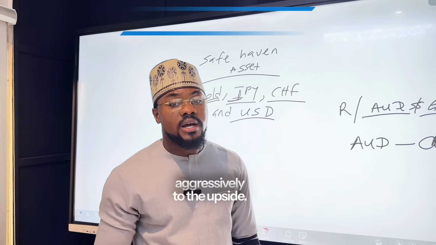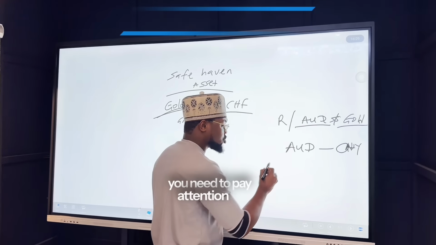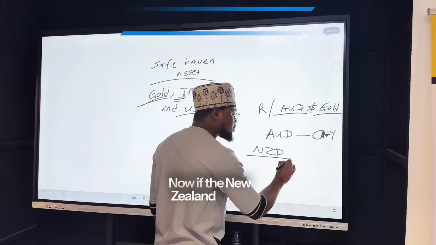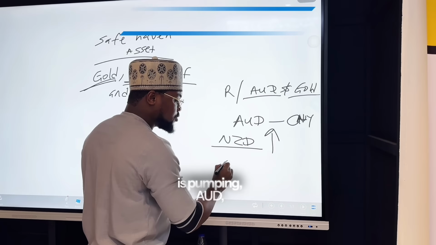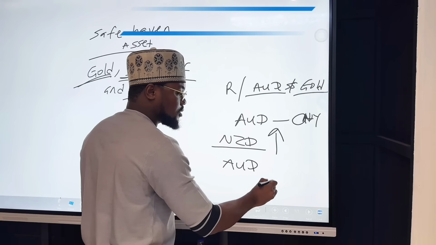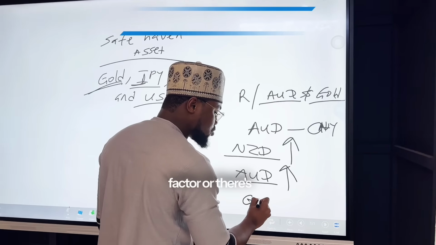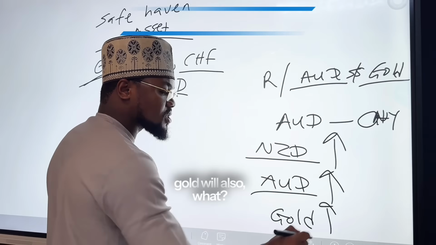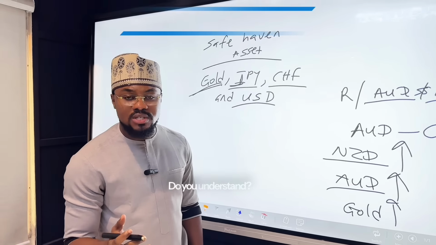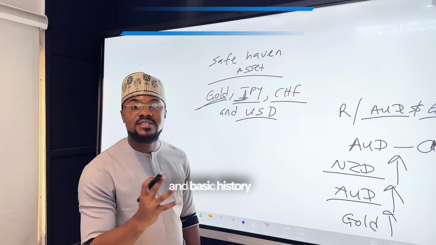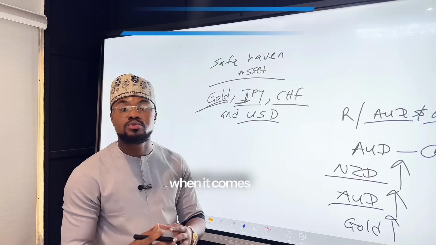Now, another relationship you need to pay attention to is NZD, which is the New Zealand dollar. If the New Zealand dollar is pumping, AUD/USD will also be pumping. And if there's no global economic factor or global crisis, gold will also be pumping. Do you understand? So these are fundamental and basic history you need to understand when it comes to gold.